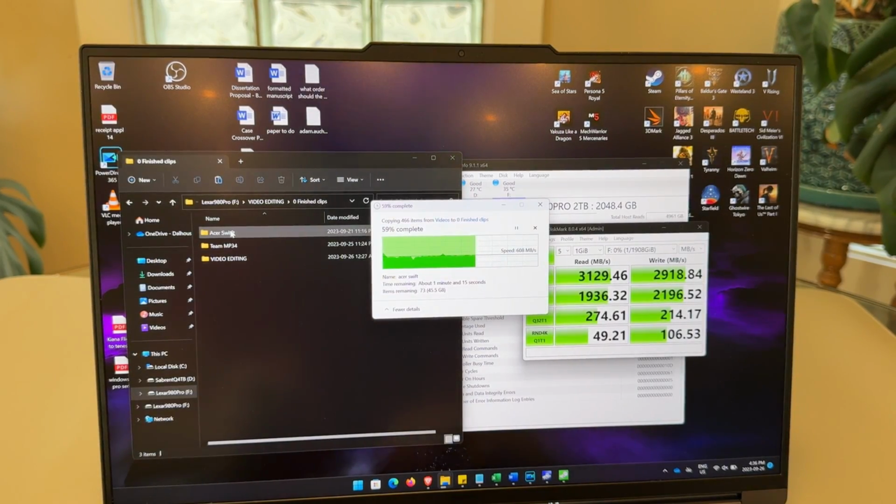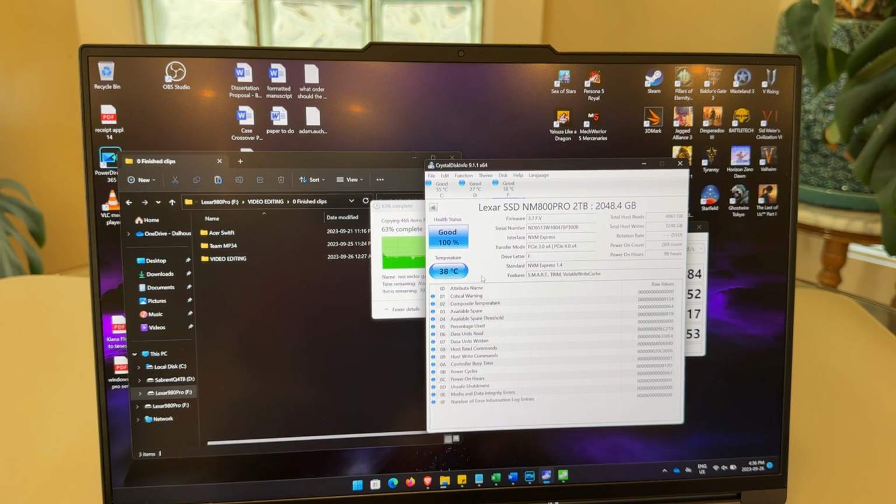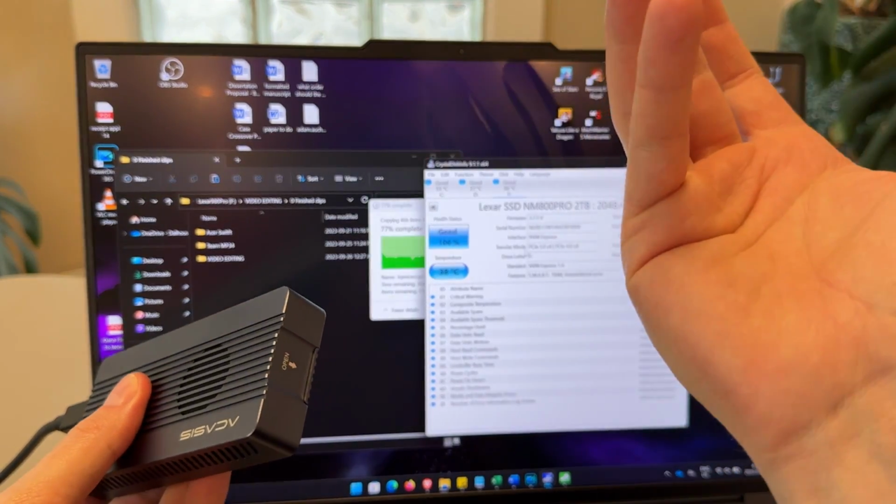Okay, I've moved 100 gigabytes, I think, two or three times now. I just keep doing it over and over again. But let's check the temperatures here. Yeah, it's 38 without the fan. It was 35 with. It's running really well, so you could probably just run this without the fan for hours and hours.